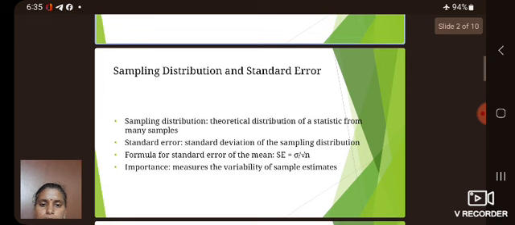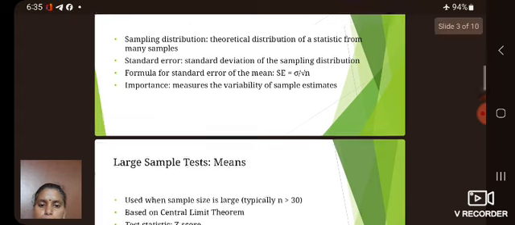Now let us see the definition of sampling distribution and standard error. The sampling distribution is termed as the theoretical distribution of a statistic from any sample, whereas standard error is defined as the standard deviation of the sampling distribution. The formula for standard error of means is sigma by root n. The importance of sampling distribution and standard error is to measure the variability of the sample estimate.